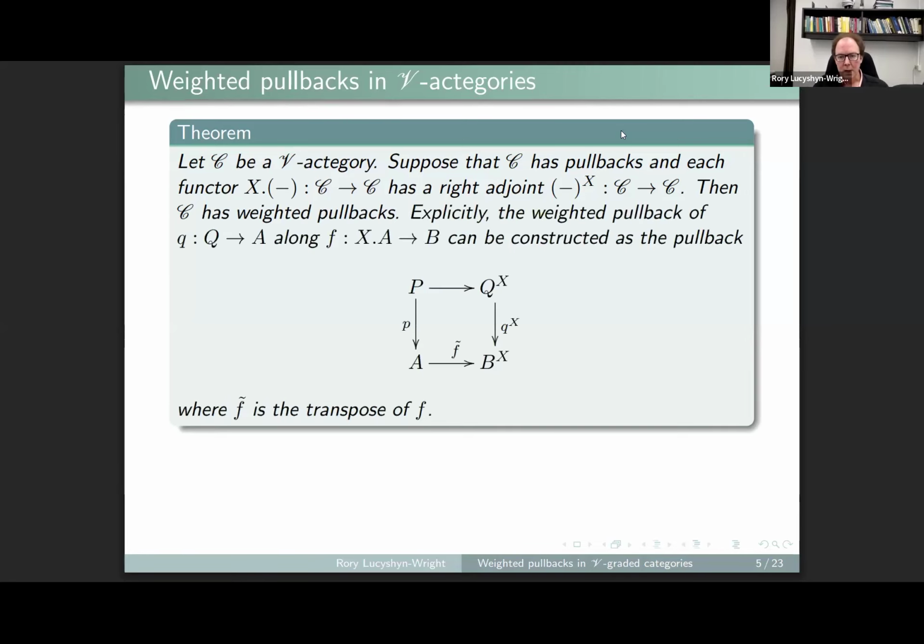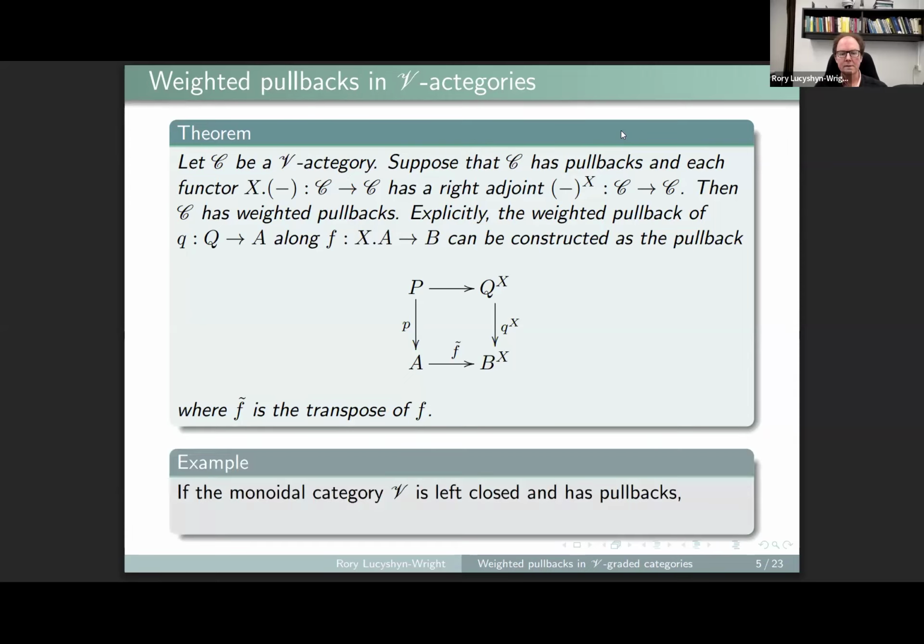We can construct them explicitly. The weighted pullback of q from Q to A along f from X dot A to B can be constructed as the pullback taken in the following way. You can see that we take f tilde down the bottom there. That is the transpose of the given morphism f. It lands in this power B to the X. We apply that power process to little q. That's what we have on the right. Pull that back, we get a weighted pullback.